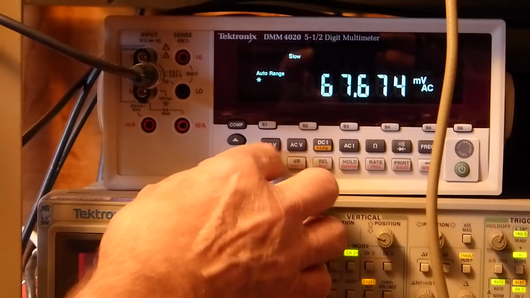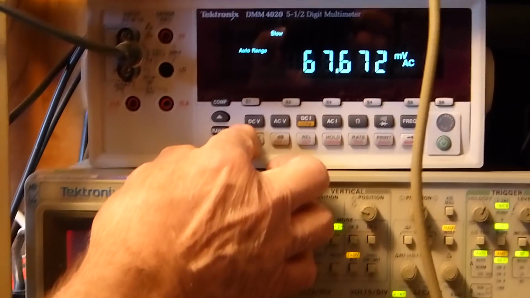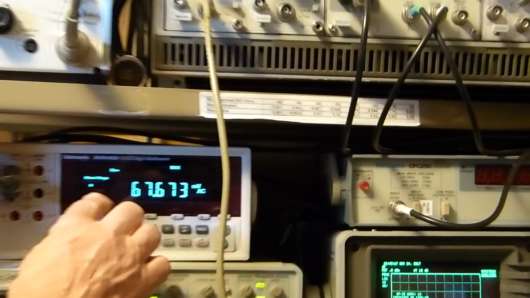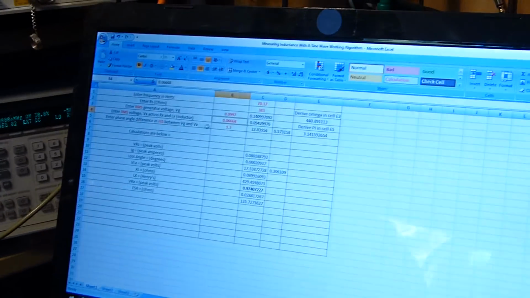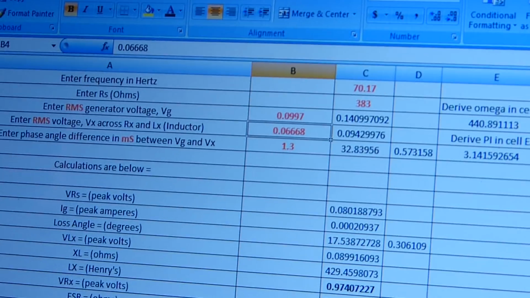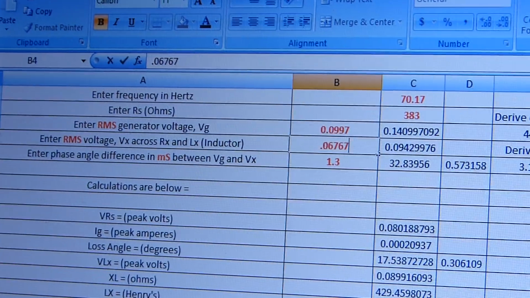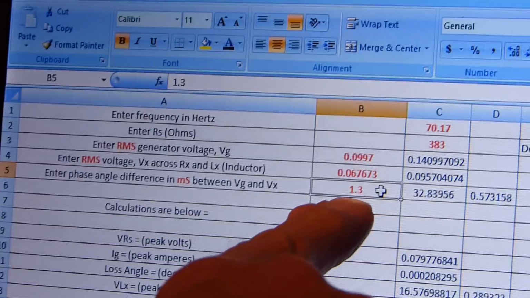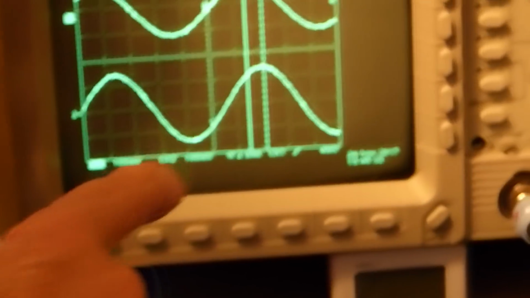Everything's hooked up, and the way that I get the best reading is I stop it, and this meter will do a min max. So this is in millivolts, so this is 0.067673. Okay, so we type that in right here, 0.067673. Hit enter. Now here's the fun part. We've got to measure the phase shift between the voltage across the resistor and the voltage across the inductor. And we do that right down here with the oscilloscope.